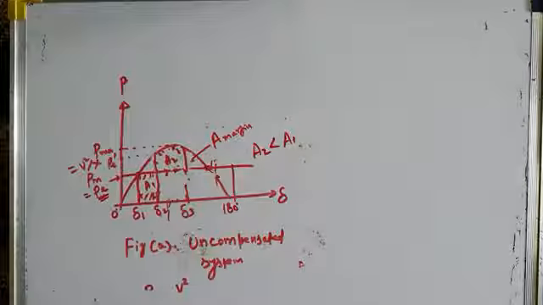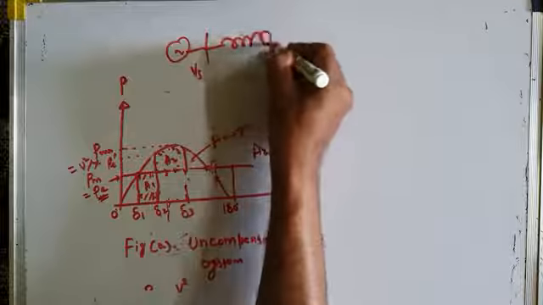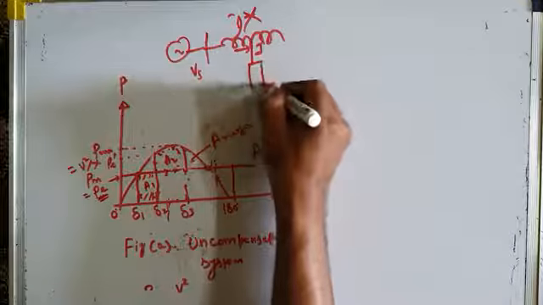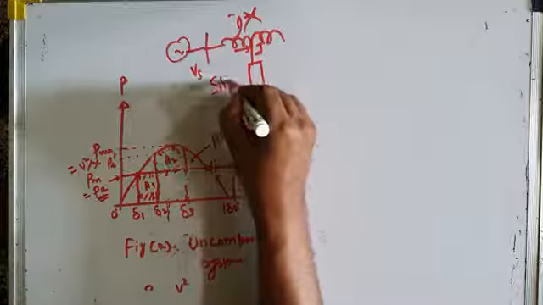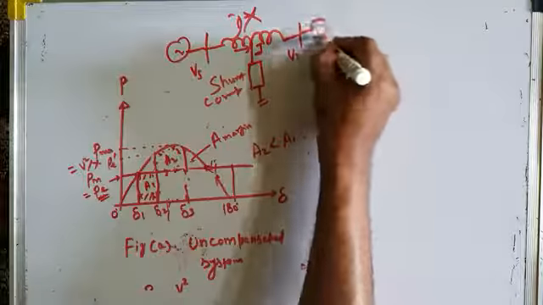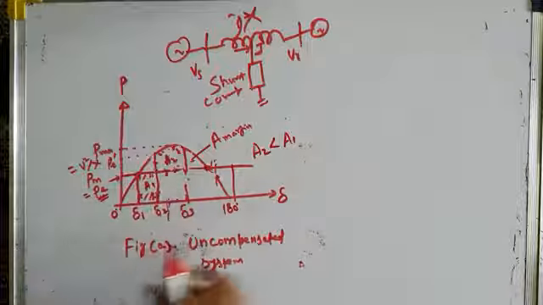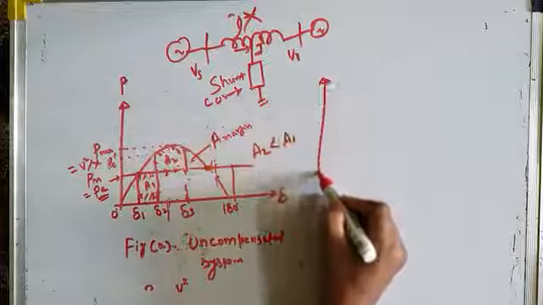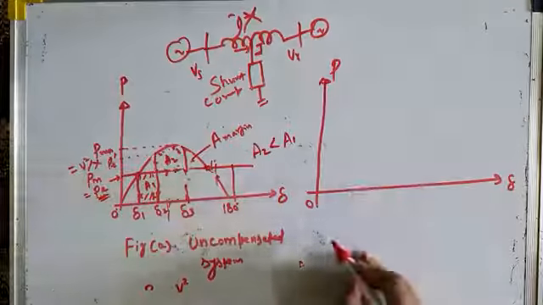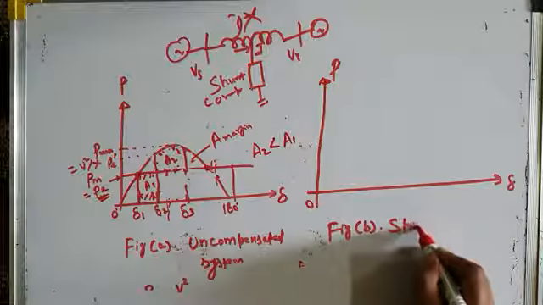the system is shunt compensated, I have the same system. This is the sending end voltage, this is the transmission line with reactance this, but this transmission line is now compensated. This is a shunt compensator. This is the receiving end voltage. With shunt compensation, I will now prove graphically that the margin of stability is improved. It's increased. This is again delta versus P. This is figure B, and this is for the shunt compensated system.